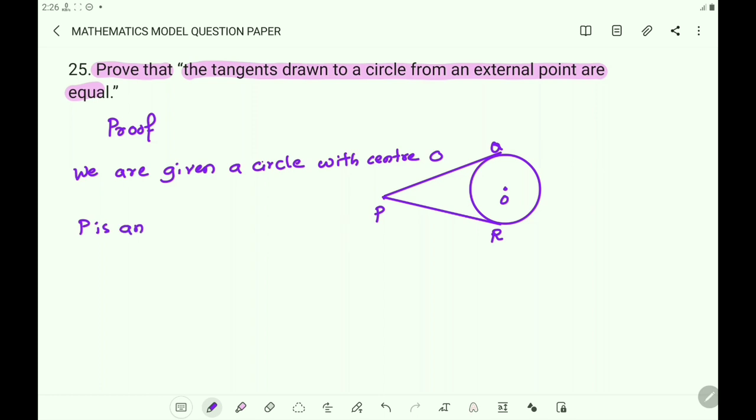P is an external point. PQ and PR are tangents on the circle from P.